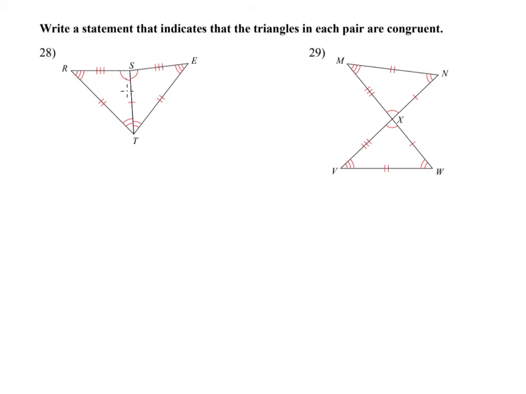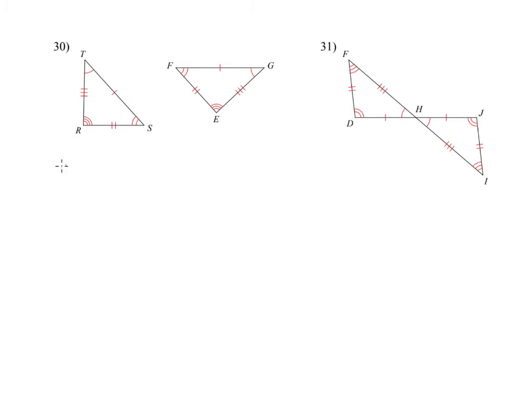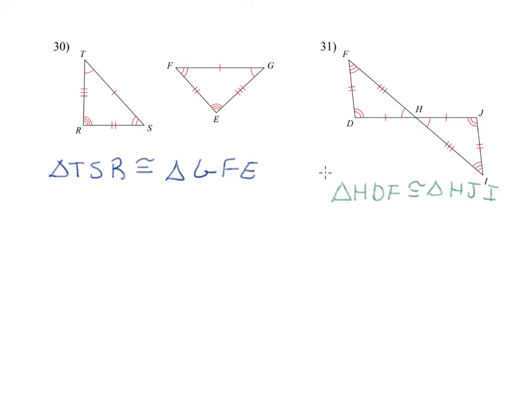Write our congruency statements. We'll go in the other direction, looking at the congruent angles inside. I can say that triangle STR is congruent to triangle STE. Here, I can say my triangle XNM is congruent to my triangle XWV. Triangle TSR is congruent to triangle GFE. And on 31, triangle HDF is congruent to triangle HJI.